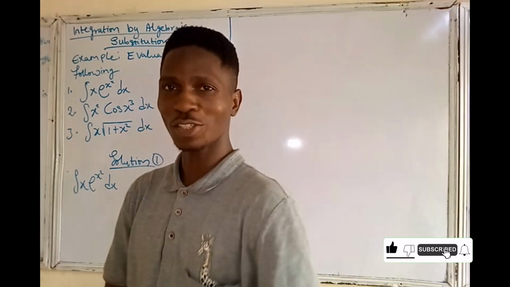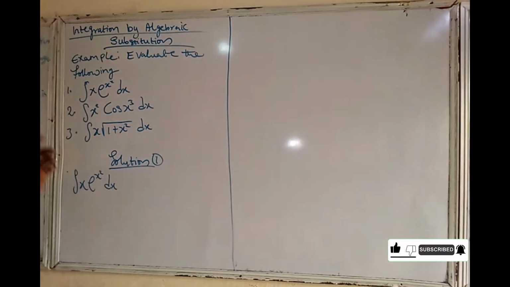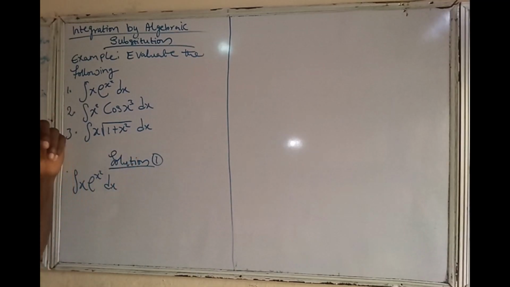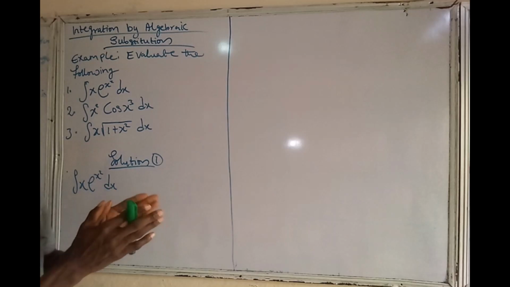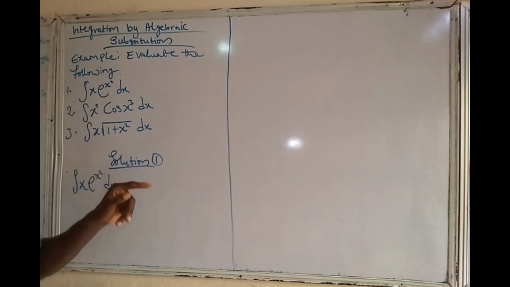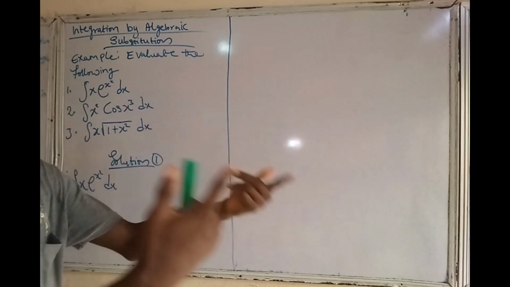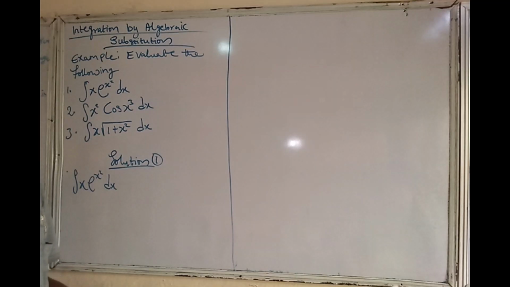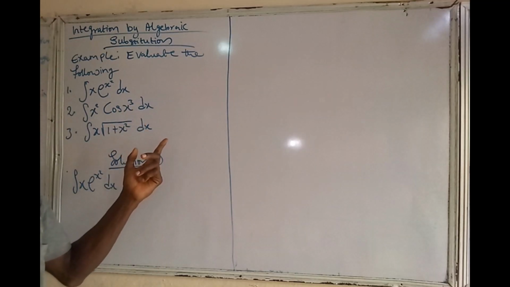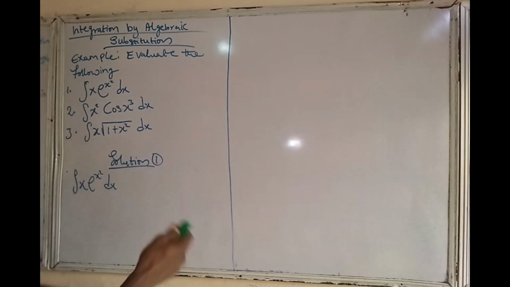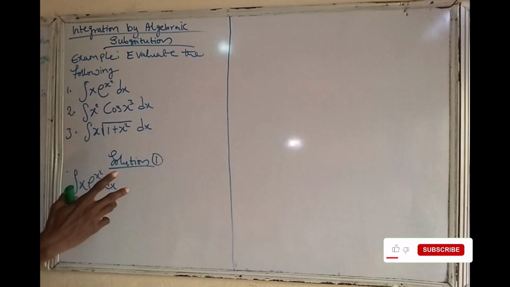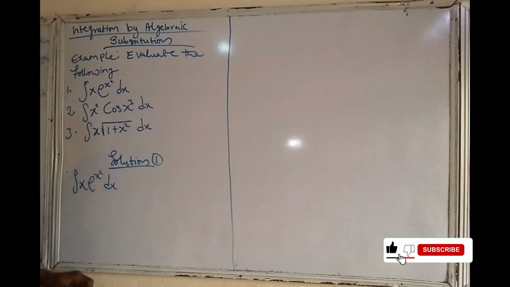Alright, straight into it. Now in substitution, what you do is simple. You define part of the given function by another function that will help you to evaluate it. It's as simple as that. Let me demonstrate that with question number 1.